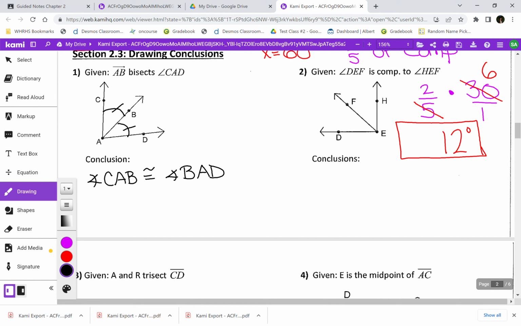AJ, what happens when you bisect a segment? AJ. When you bisect an angle, you get two congruent angles. What happens when you bisect a segment? Ethan, help him out. Can you repeat the question again? When you bisect an angle, you get two congruent angles. What happens when you bisect a segment?